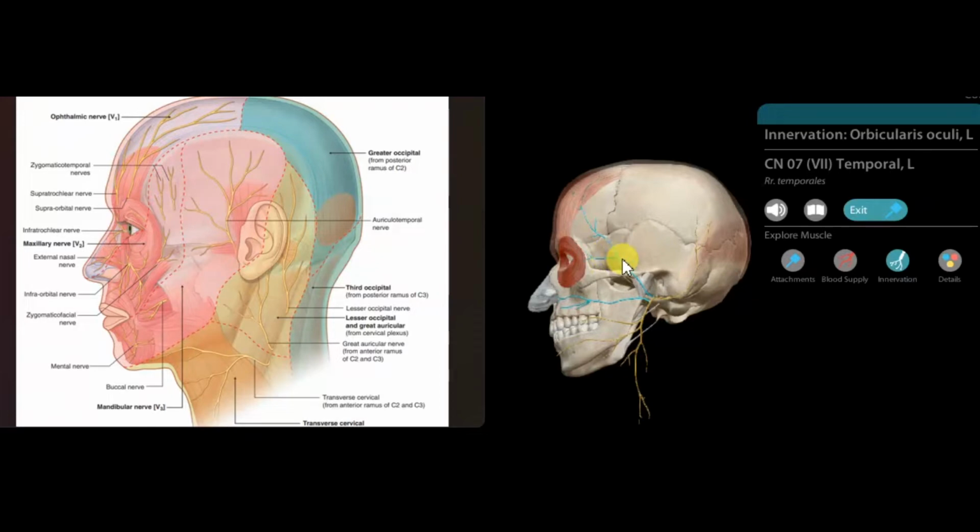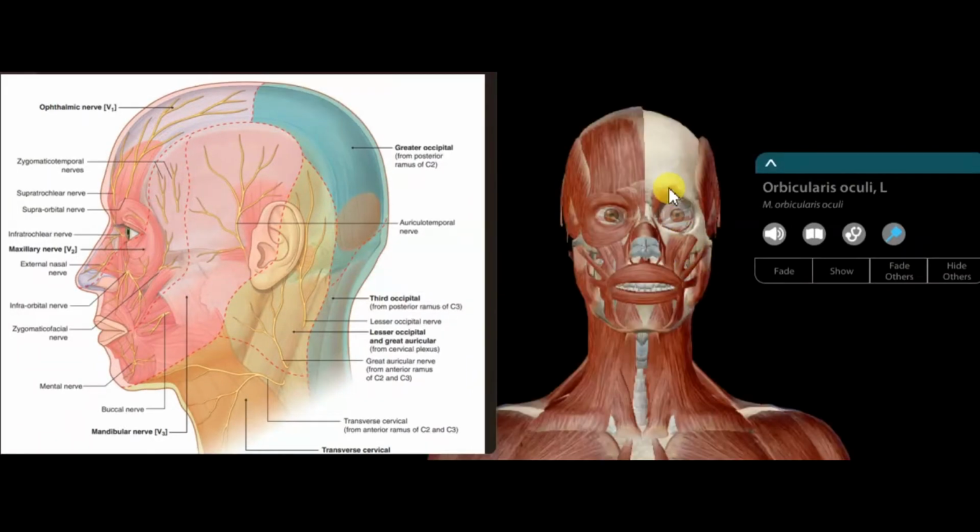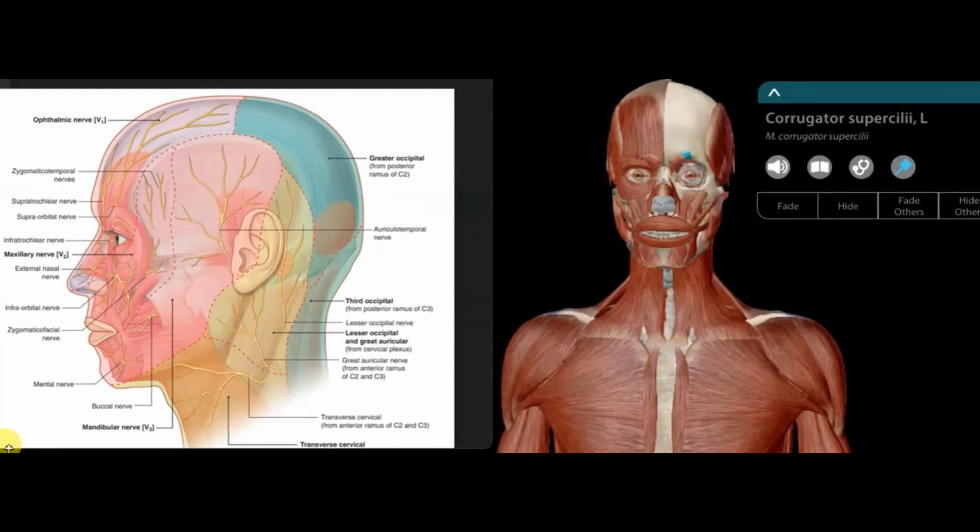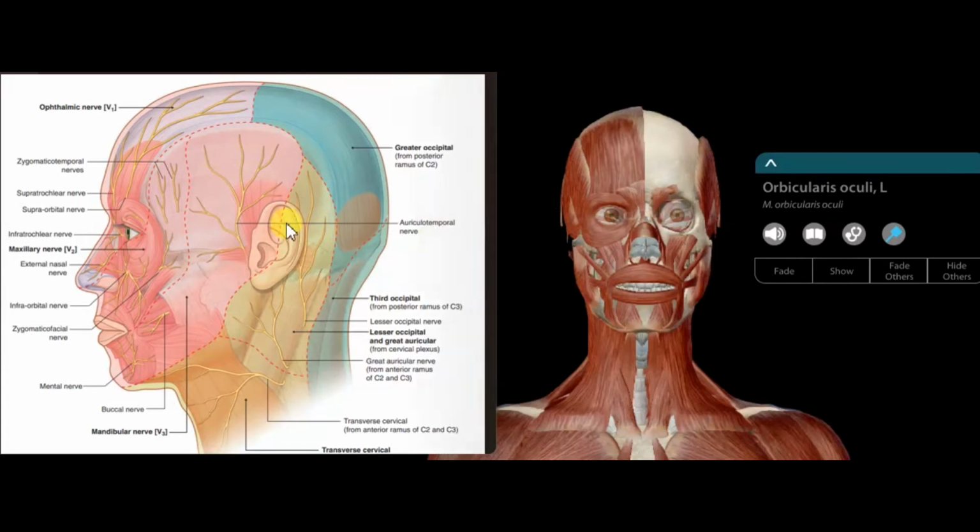The second part is the orbital group. The first muscle in the orbital group is the orbicularis oculi muscle. It is innervated by the temporal and the zygomatic branches of the facial nerve. The corrugator supercilii and the depressor supercilii are innervated by the temporal branch of the facial nerve. Let me show you also here.